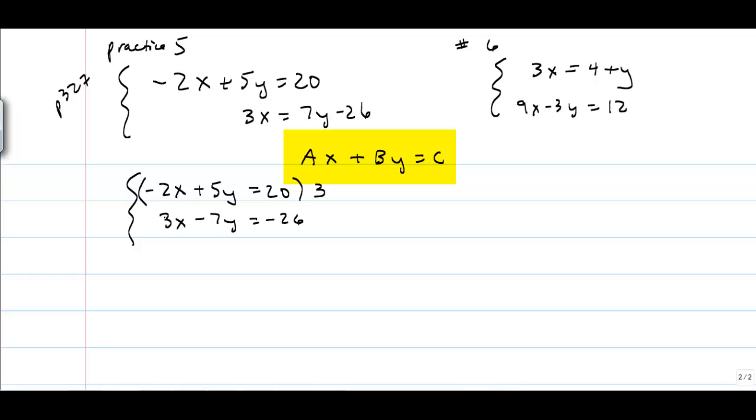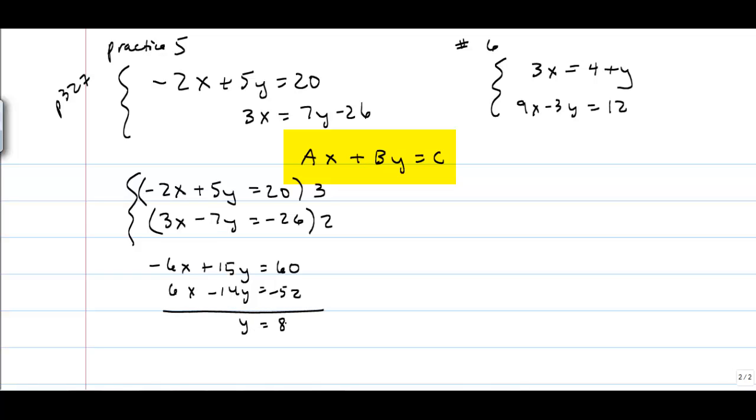I'm going to multiply the first equation by 3 and the second equation by 2. I only have to do a 3 and a 2. I don't have to make one of them negative because they're already of opposite sign in the original equation. So I'll get -6x plus 15y equals 60, and then 6x minus 14y equals -52. When I add these together, I get that y is equal to 8. And if I go ahead and solve for x, I end up getting that x is equal to 10. So my solution would be (10, 8).